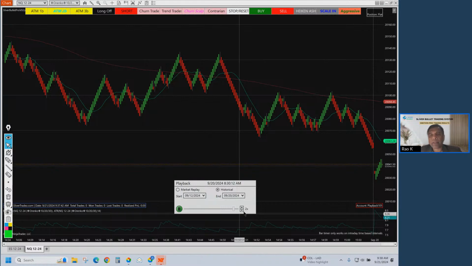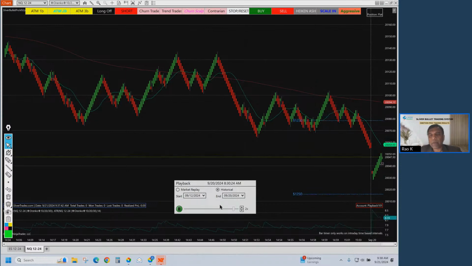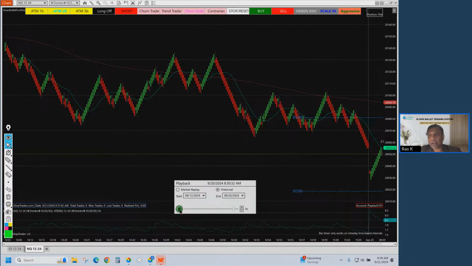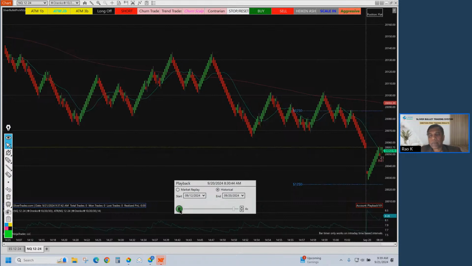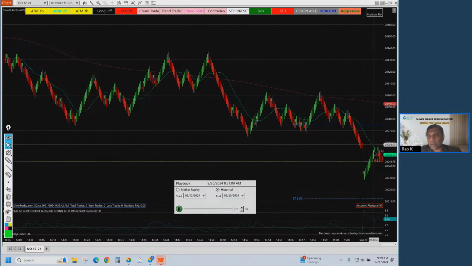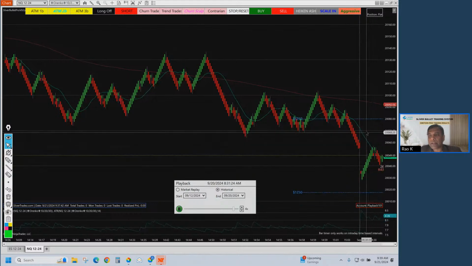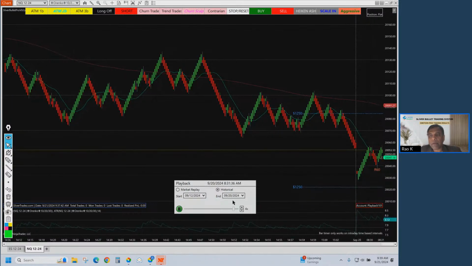So I can speed up the data feed here at the playback mode so that we can get trades faster. So I can speed up to the 100x or so. Here I want to show you one trade. A trade is going to happen when the price crosses above this green line. It has to go above the green line and then come back down, and that's when the trade happens.